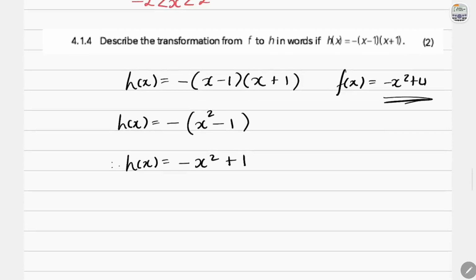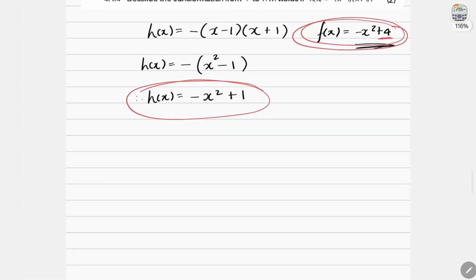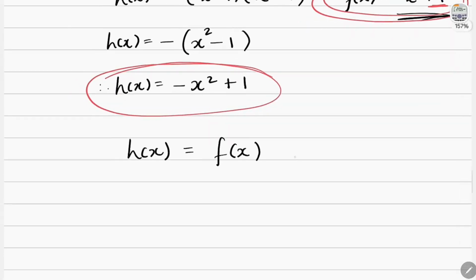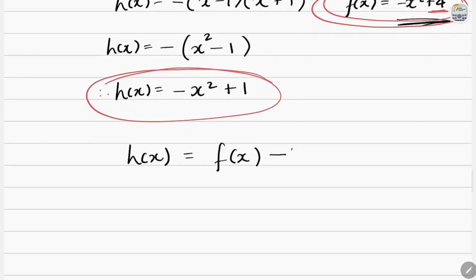Now, what did we actually do to this graph so that it could look like this? Okay, the negative x squared and the negative x squared are exactly the same. The only difference is this changed from 4 to 1. So what did we do? If you go from 4 and then to 1, you clearly went down. Okay, so we took the graph of f of x, because it's still exactly the same. The only difference is this is 4 and this is 1. You took f of x and you said minus something to get 1. 4 minus what gives you 1? Minus 3.